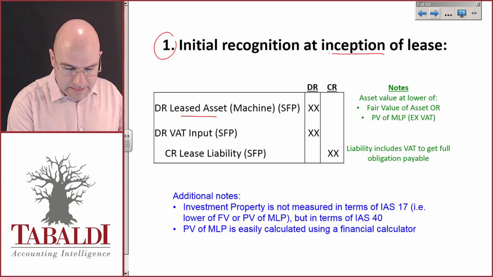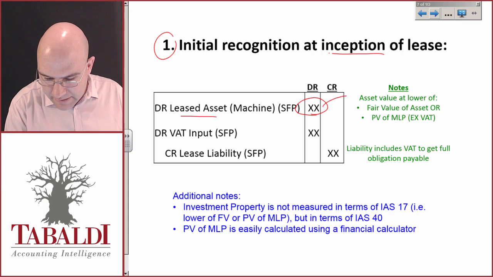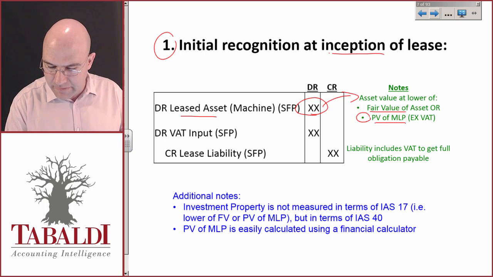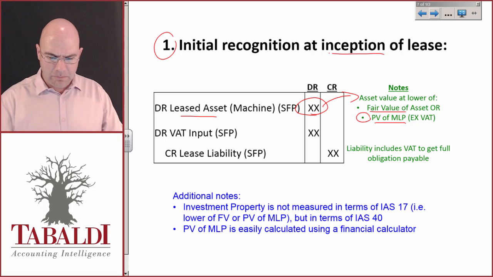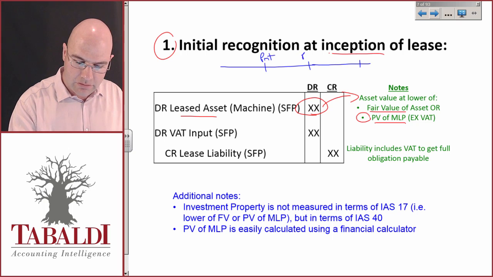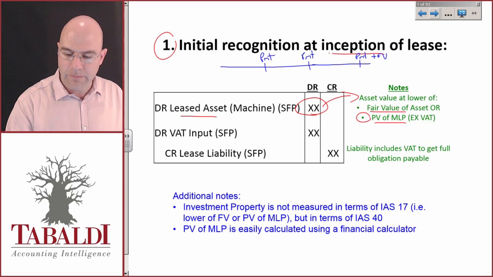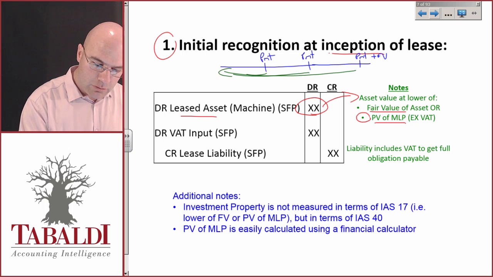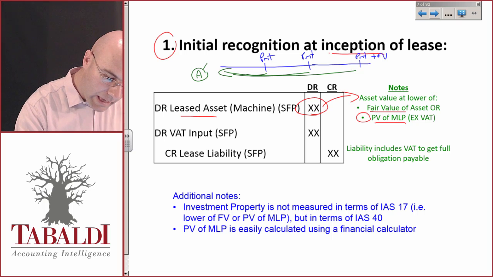We will debit the leased asset, and remember that asset value will be the lower of the fair value of the asset or the present value of minimum lease payments. So minimum lease payments, you will work out all the payments. So payment 1, payment 2, payment 3 plus the future value. You will discount all of those, and you will get a value that will be value A. Remember, value A will probably include VAT.